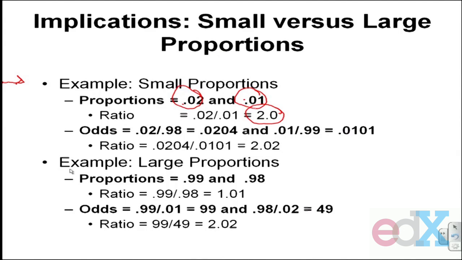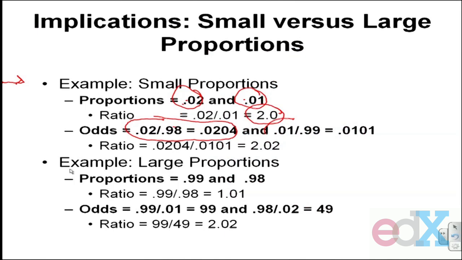But now if I come along and measure the outcome not using proportions but using odds, what sort of message am I going to be giving to people? Well, I'm going to take your proportion of 2% and turn it into an odds by dividing 2% by 98%. I get an odds of 0.0204. I'm going to take your 1% proportion in the other population and turn that into an odds, dividing 1% by 99%. I get an odds of 0.0101.